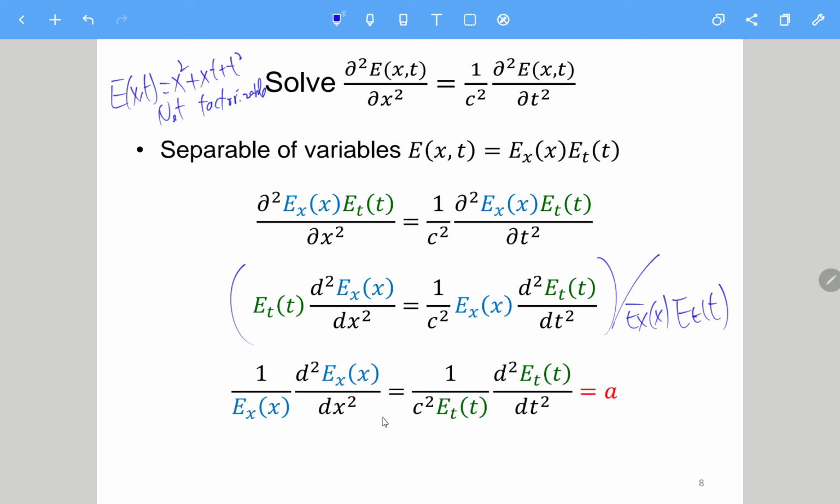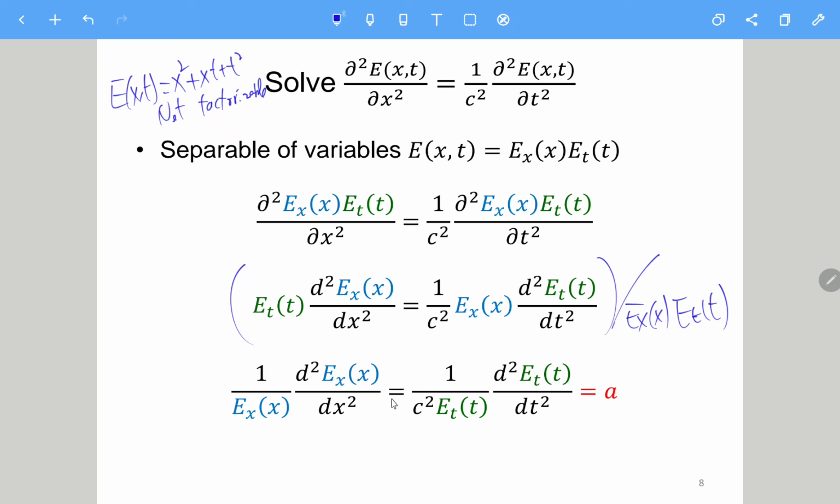The reason for this is that this is a function only related to x, this is a function related to time, and they are equal to each other, which means that this function should be a constant function. This function should also be a constant function. Otherwise, they cannot be equal to each other. For example, if we have t to be a fixed value, and then we try to vary x, the value on the left side shouldn't change. So which means that the x part should be a constant function. And similarly, the t part should also be a constant function.